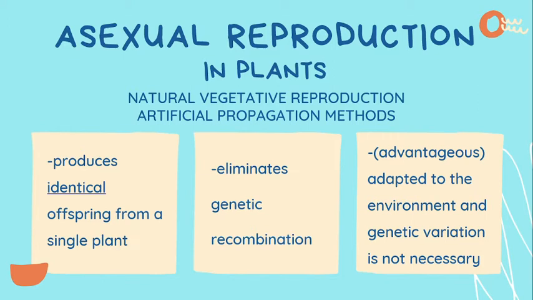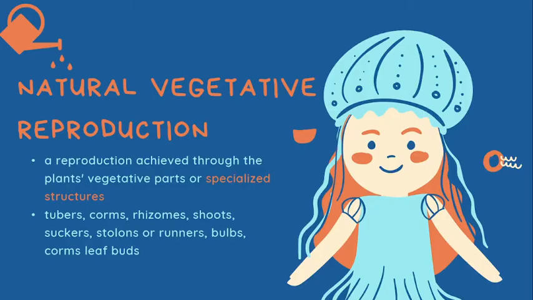And then it eliminates genetic recombination because we only have a single individual reproducing. And it's advantageous because those organisms that do this are already adapted to the environment. Thus, genetic variation is not necessary for them. Okay, so let's look at some examples in the natural vegetative reproduction.